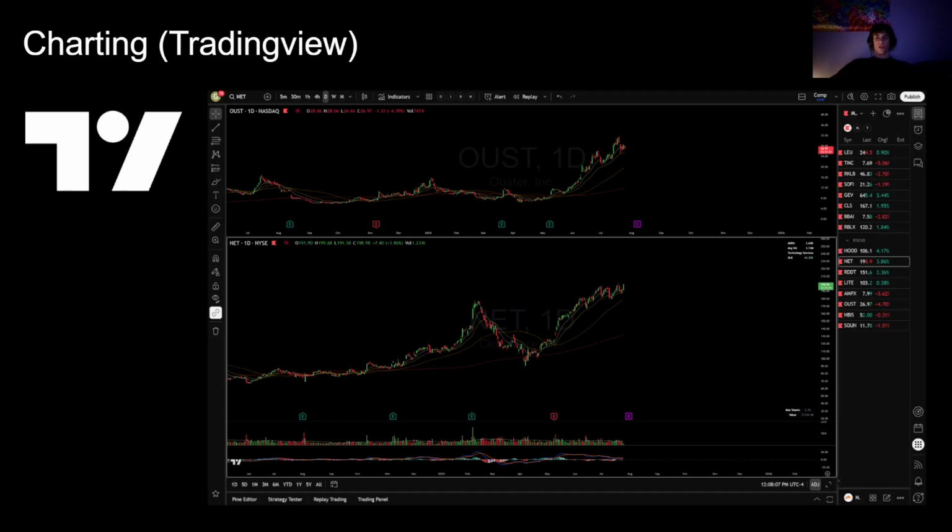Charting, I use Tradingview. This is what my layout's going to look like day to day. If you're new to Tradingview, here's a very, very brief rundown of it. So the top is going to have the time frame. The left side is going to have the chart tools, the bottom is the date range, and the right is the watch list. Tradingview is on desktop, mobile, and web.